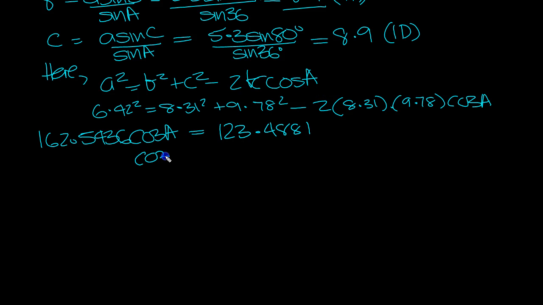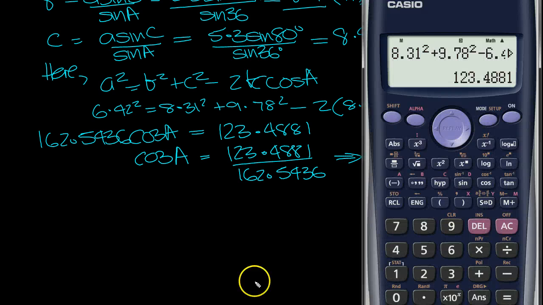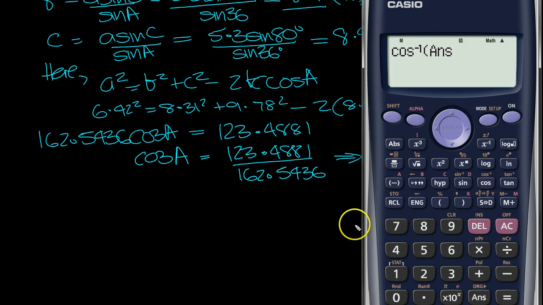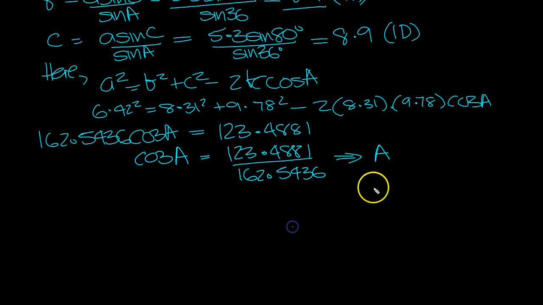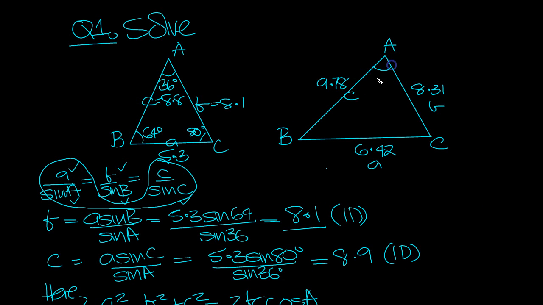So we can get cos A now, can't we? 123.4881 divided by this number here, 162.5436. So that's in the answer. So it's shift cos ans divided by 162.5436. 40.56, so it's 40.6 degrees. So that's A. So that's the hard work done then. A is 40.6.